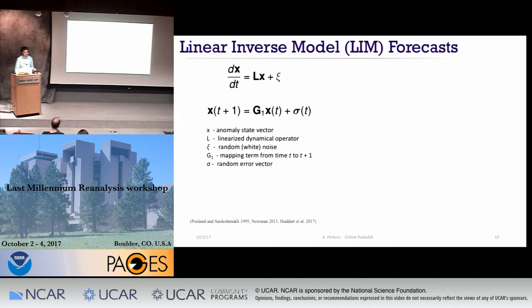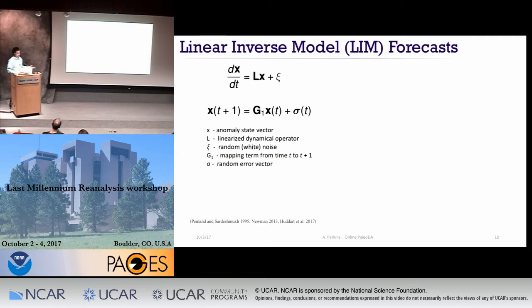You integrate that, and you get a mapping term, G1, which can take any state you have at time t to the next time, which in our case is annual forecasts. The main point of the story here is that we are looking for cheap. This is just a matrix. You only have to do a matrix multiplication to do a forecast in time.